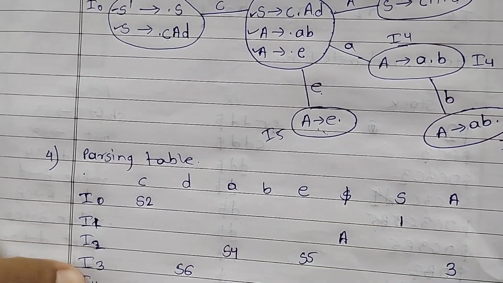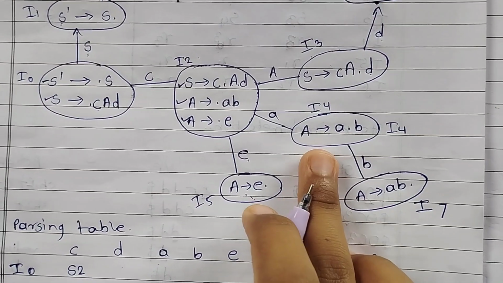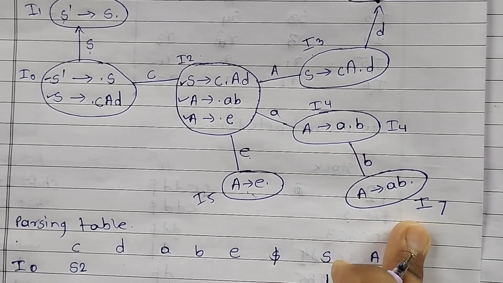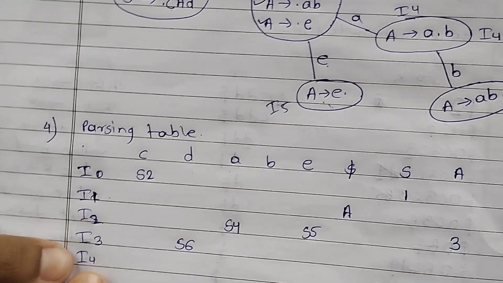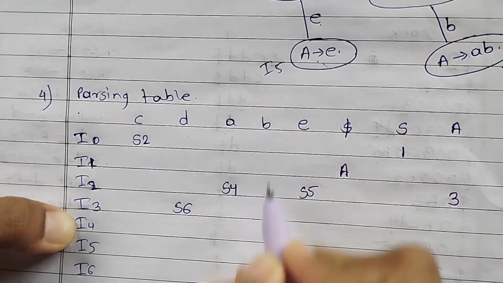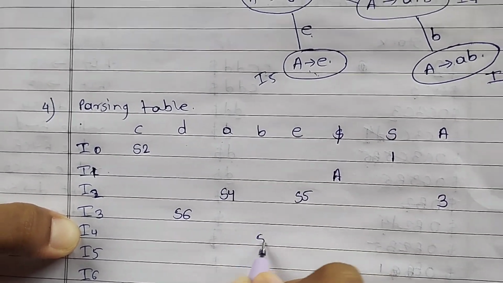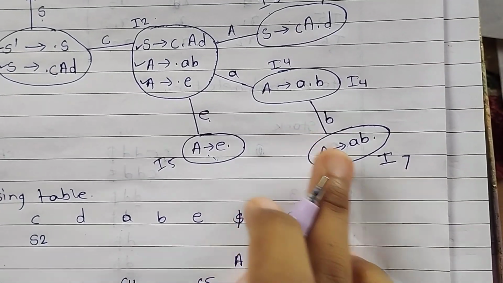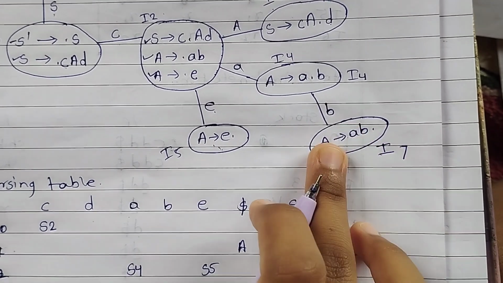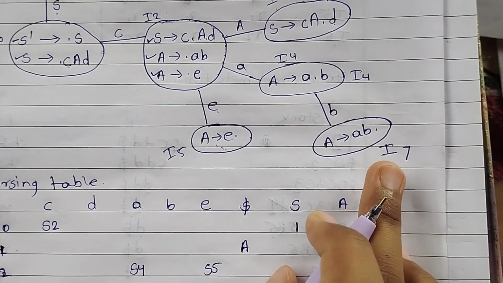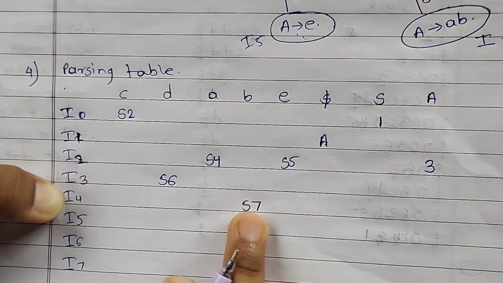Now I4. I4 transfers B only, to I7. So I4 and B is S7, because this B is transferred to I7, and transfer means shift. So we write S7.